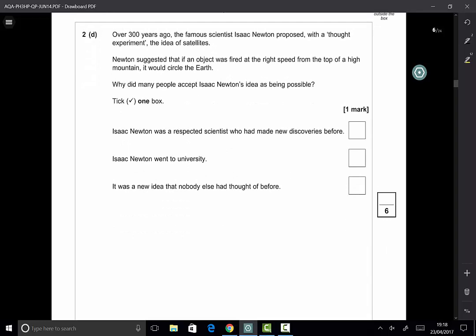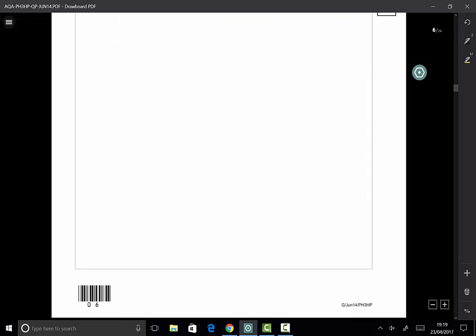Over 300 years ago, the famous scientist Isaac Newton proposed the thought experiment, the idea of satellites. Newton suggested that if an object was fired at the right speed from the top of a high mountain, it would circle the Earth. Why did many people accept Isaac Newton's idea as being possible? So all of these things are true, but the reason that Isaac Newton's idea was accepted was the first one, because he was a respected scientist who had made new discoveries before.